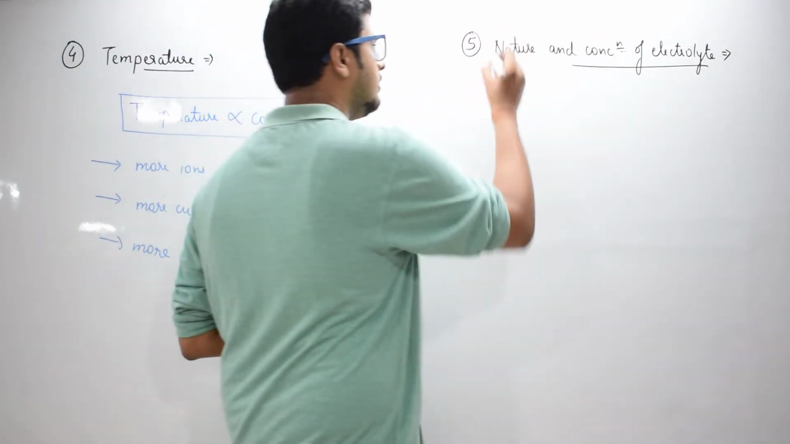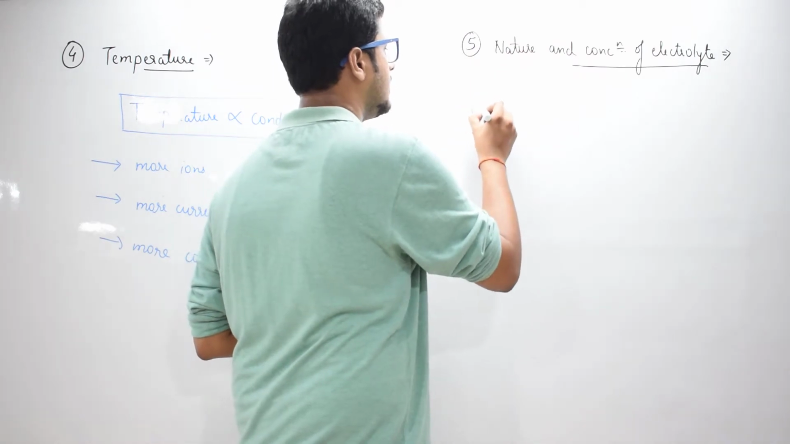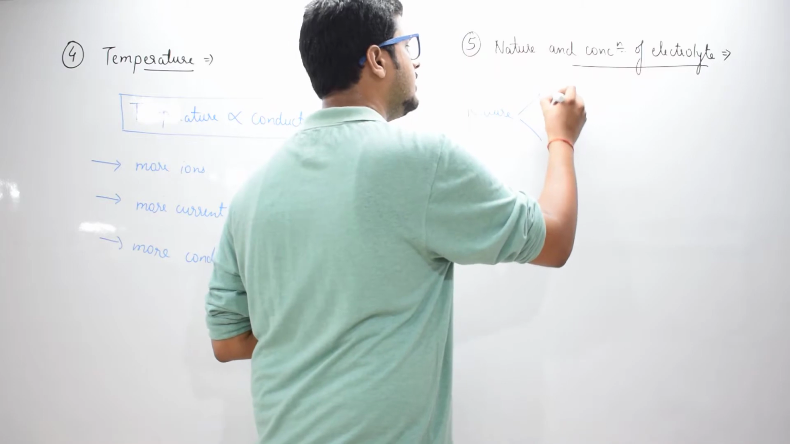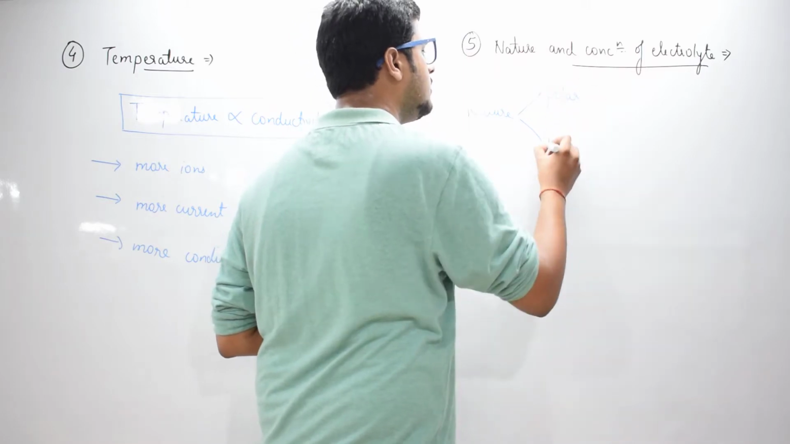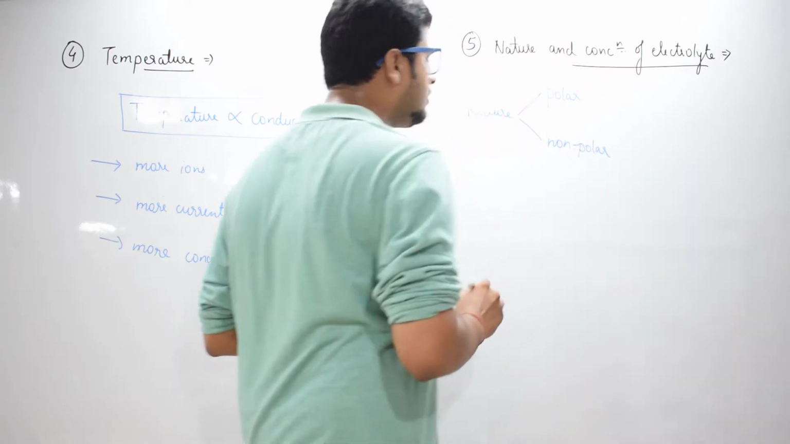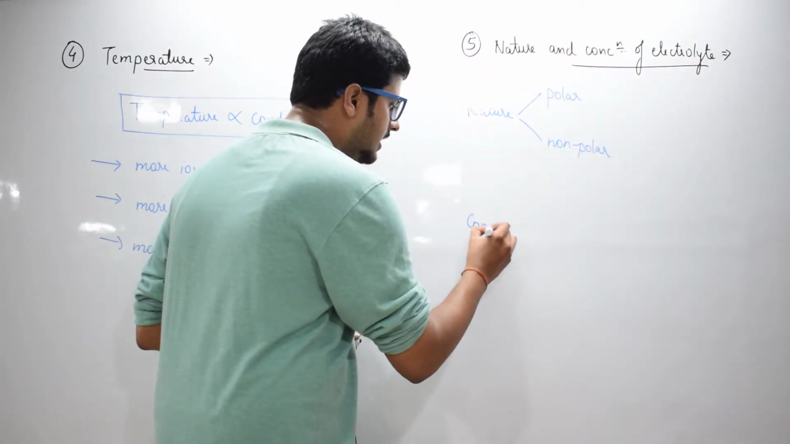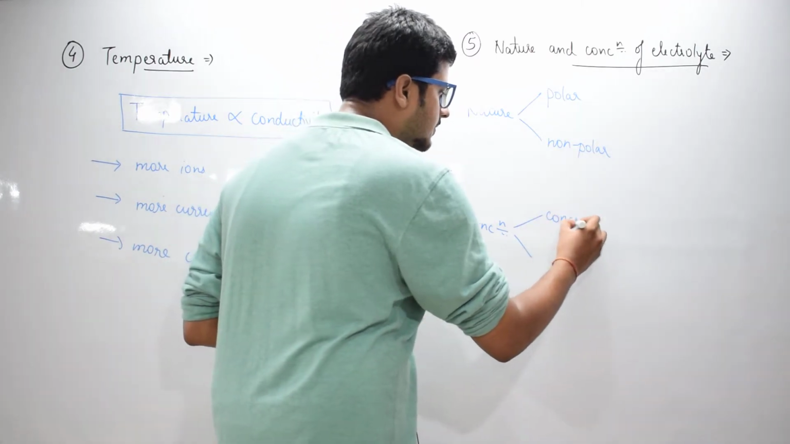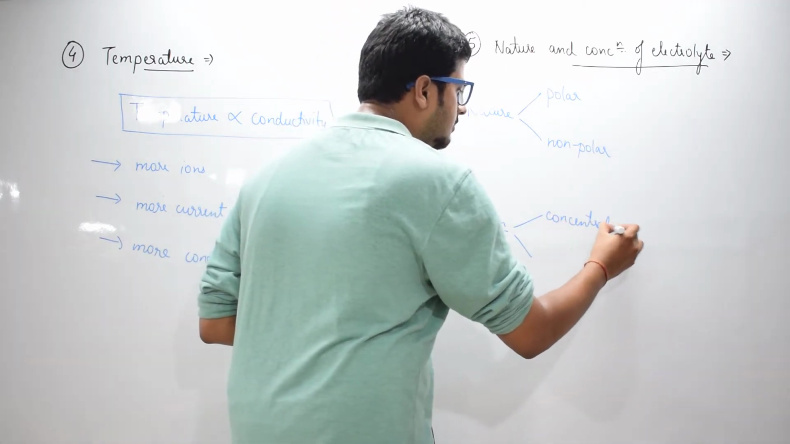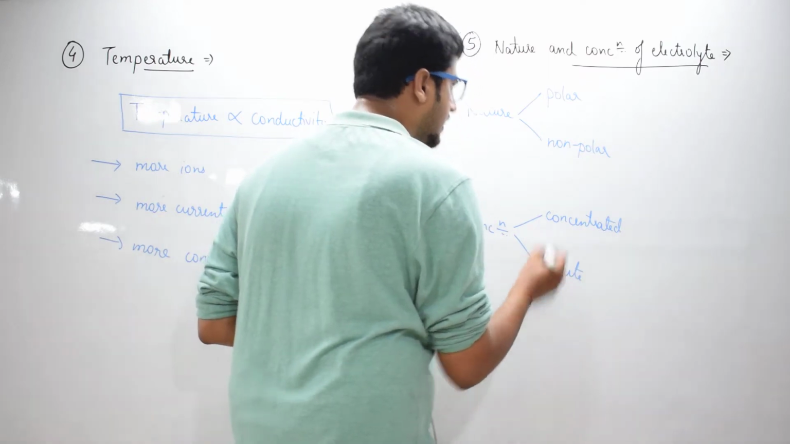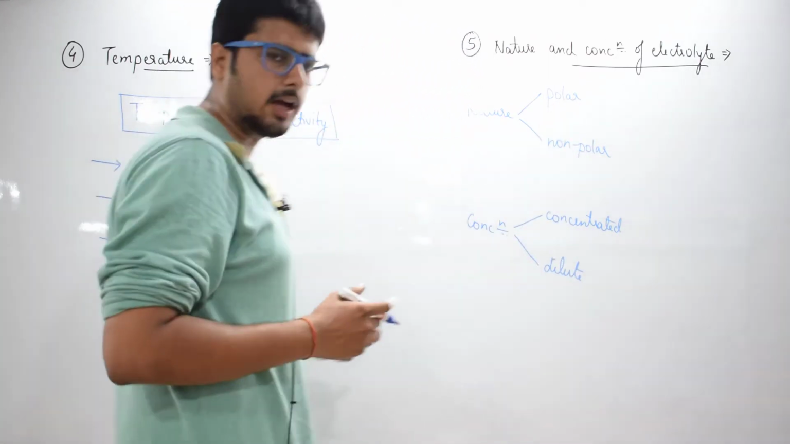With regard to nature, the nature of an electrolyte can be either polar or non-polar. And related to concentration, an electrolyte can be either concentrated or dilute. It can be of any form: polar, non-polar, concentrated or dilute.